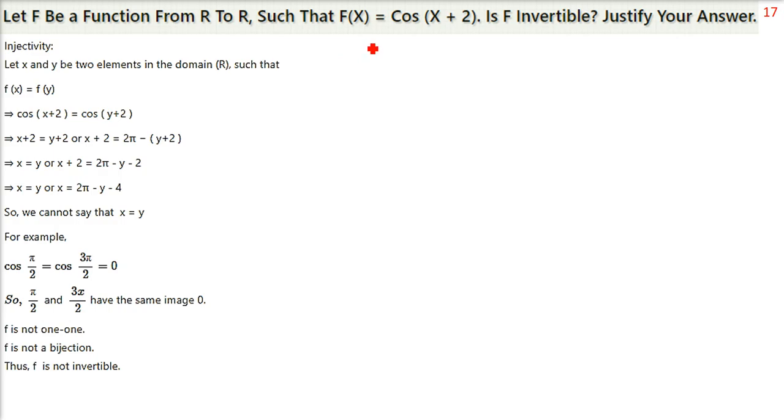For invertible, there are two things we have to do: one-one and onto. When one-one and onto are there, then we can say it is bijective. Then only it is invertible. So for one-one we write f(x) equals f(y), assume it to be true, and then try to prove that x is also equal to y. So cos x plus 2 is equal to cos y plus 2.